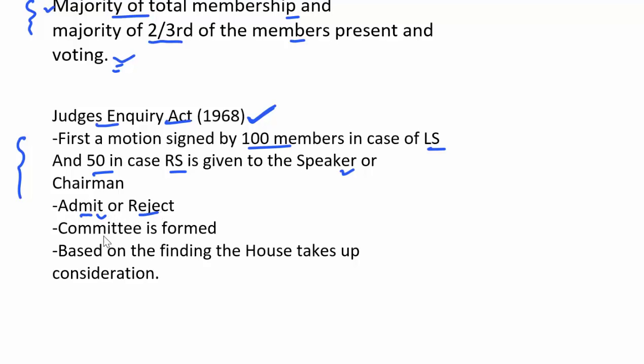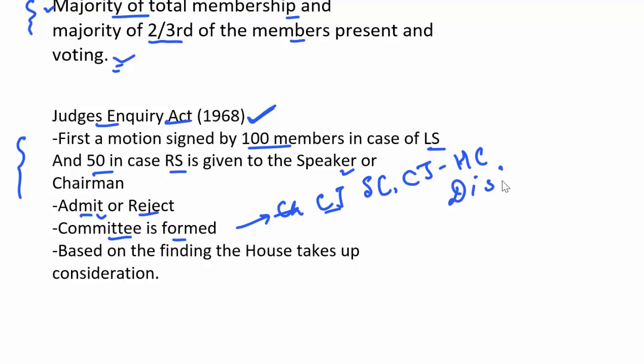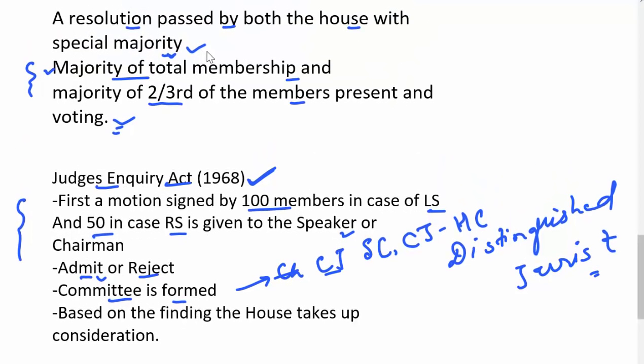Once it is admitted, a committee is formed, and this committee consists of the Chief Justice of Supreme Court, a Chief Justice of a High Court, and a distinguished jurist. The three-member committee then looks at the case, and if the committee finds that the case can be taken up against the judge, then the House takes up the motion, and then this motion needs to be passed by the special majority, which I discussed here, majority of total membership and majority of 2/3 members of the House present and voting. And this special majority is required in both the Houses and must be passed in a single session.